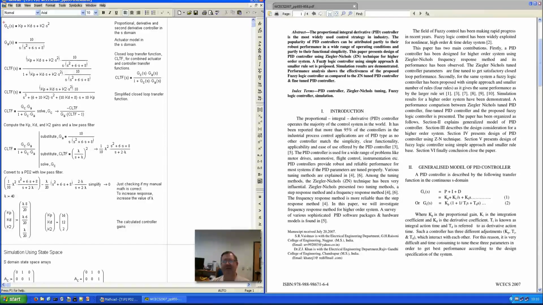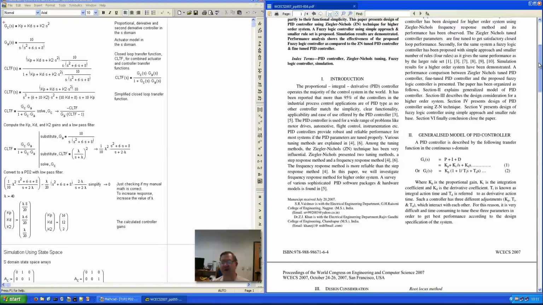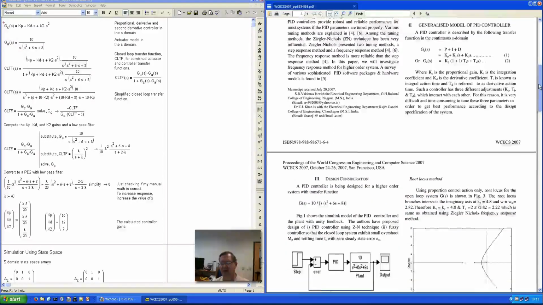Now, Ziegler-Nichols is not a very good way of tuning a PID, and especially a higher order system like the example that the author uses here. So let's just get started. And first part's just doing some introductory work.